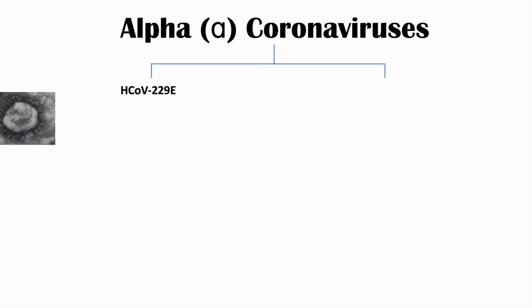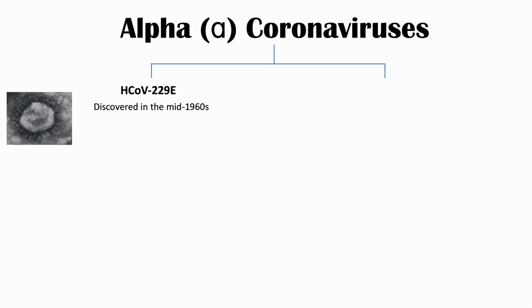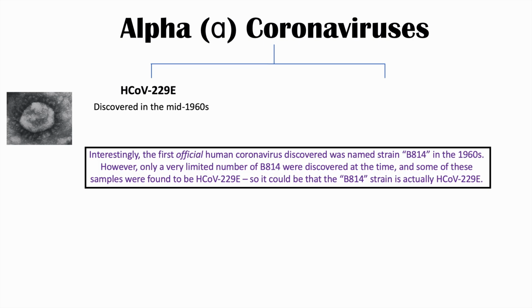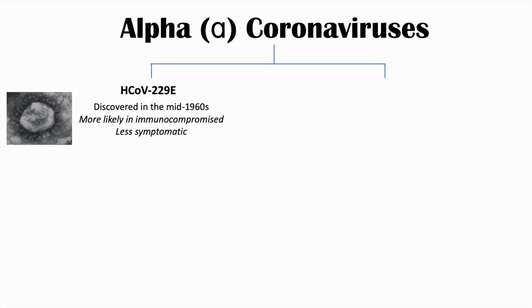HCOV 229E. HCOV 229E was discovered in the mid-1960s. And this coronavirus is more likely to infect immunocompromised patients and is less symptomatic or less severe than other coronaviruses. So this one is less likely to present clinically.